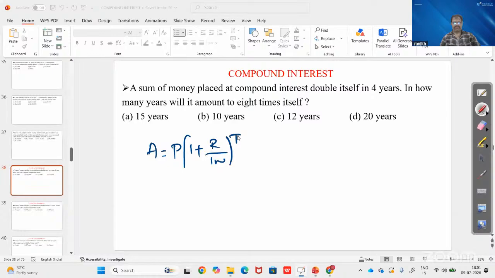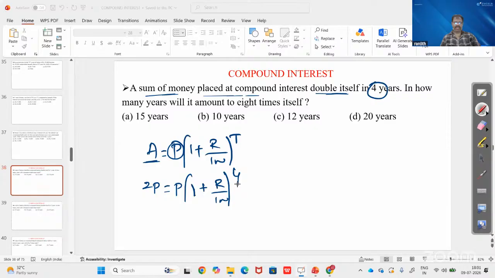A sum of money placed at compound interest doubles itself. We are placing P amount and getting 2P. Amount is 2P. So 2P equal to P into (1 plus R by 100) whole to the power of how many years? 4 years. If I cancel P and P, then 2 equal to (1 plus R by 100) to the power 4.